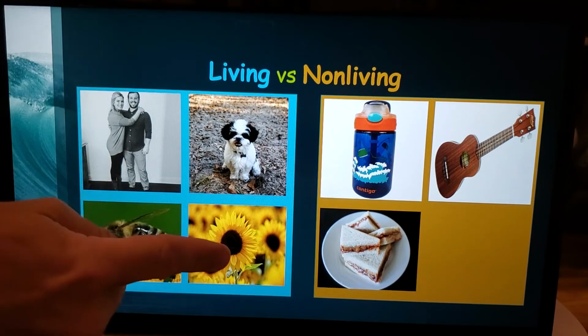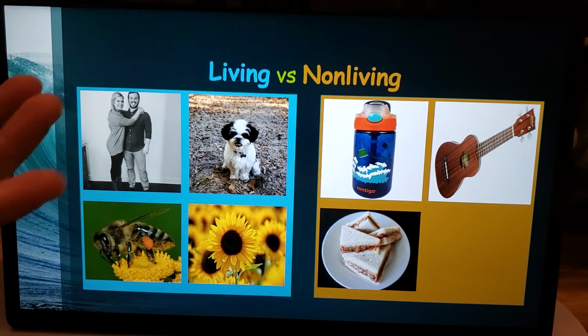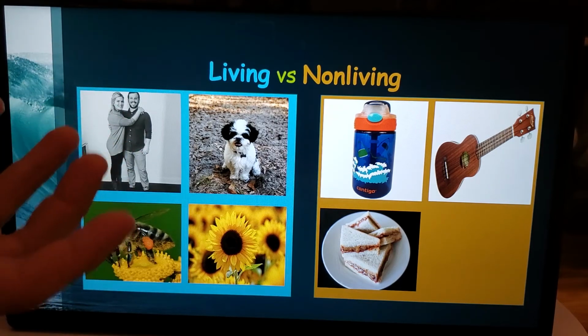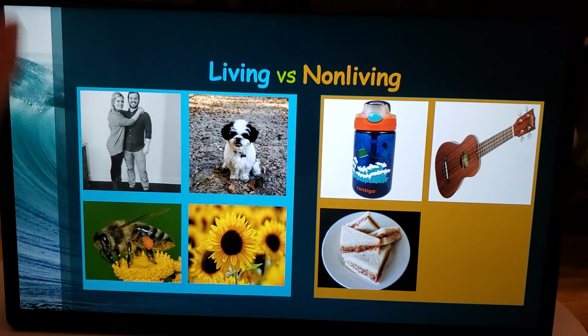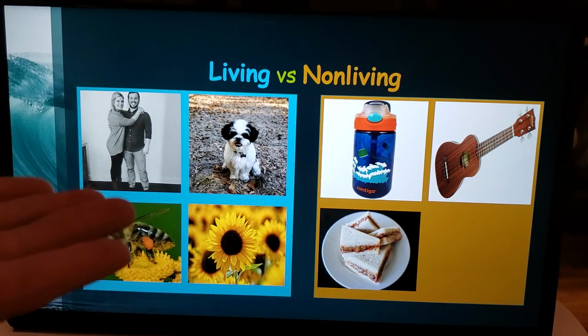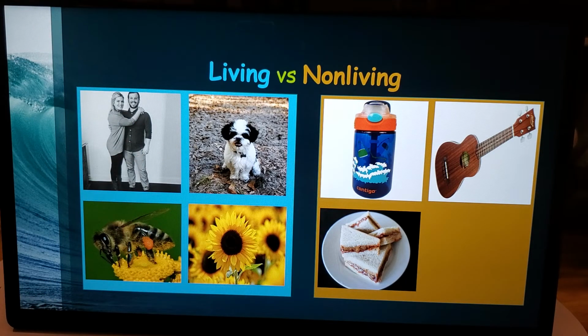And last, here's a sunflower. Guys, this is mine and Mrs. Baxter's, and also my mom, Mr. Baxter's mom's favorite flower. So being that I wanted to put an example of a plant on there for you, sunflower is one of my favorite plants, all right?